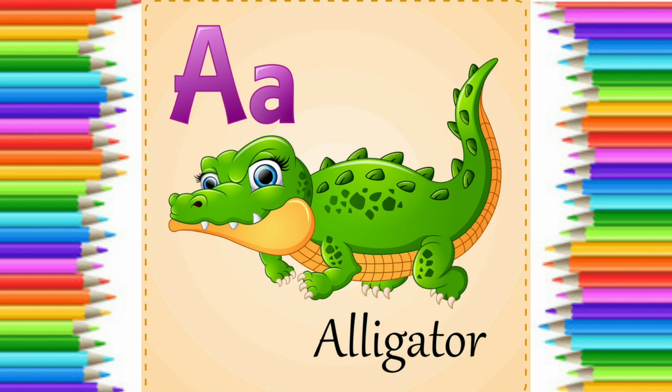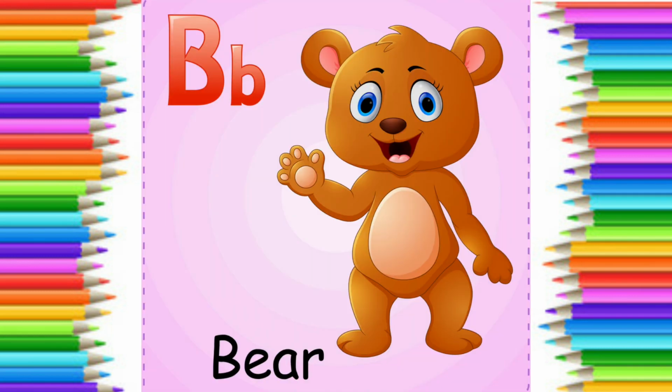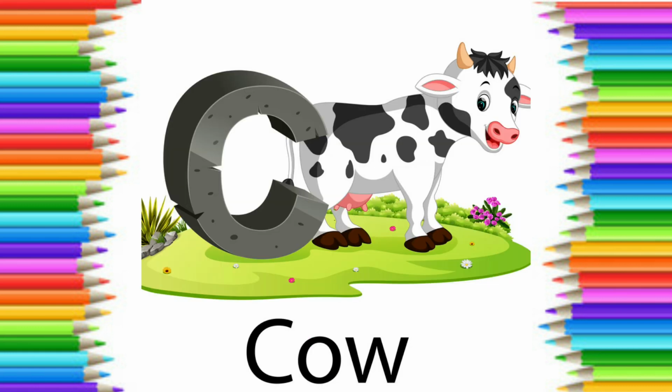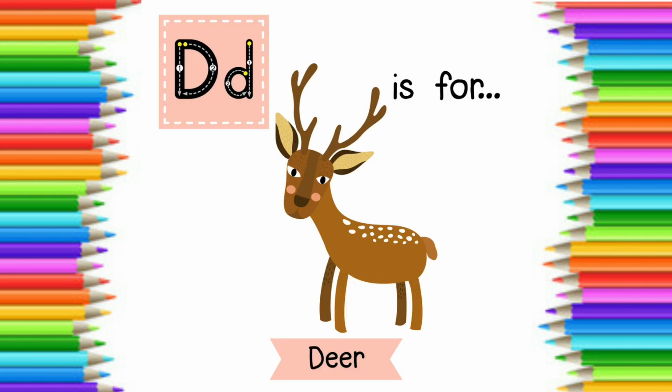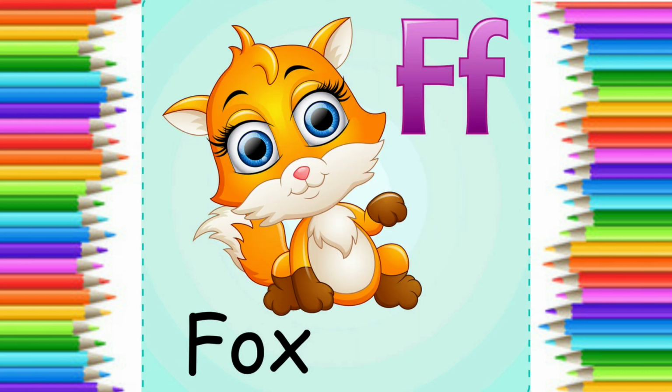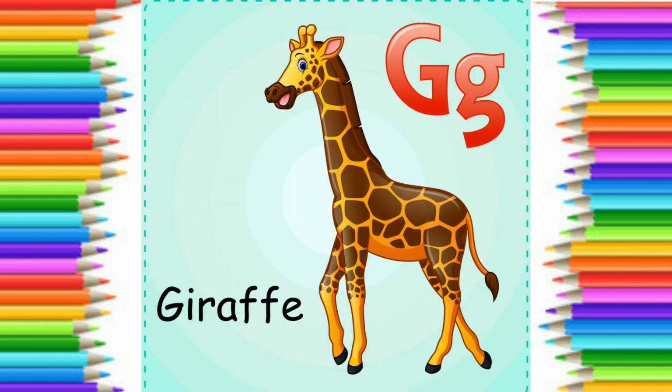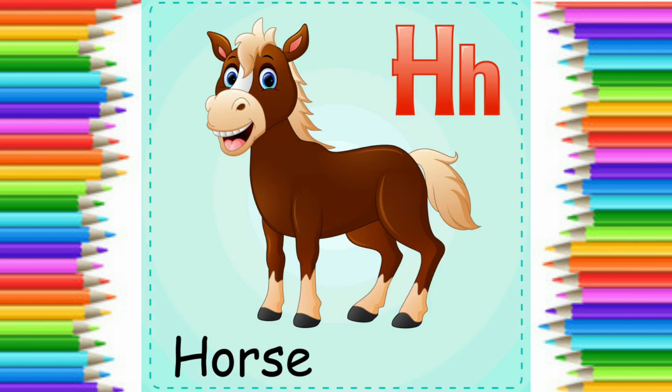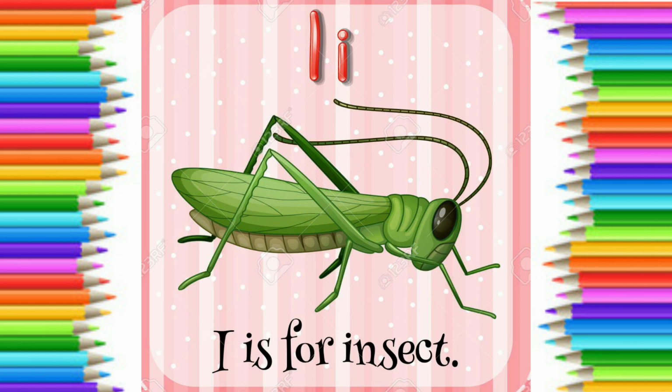A. A for alligator. B. B for bear. C. C for cow. D. D for deer. E. E for eagle. F. F for fox. G. G for giraffe. H. H for horse. I. I for insect.